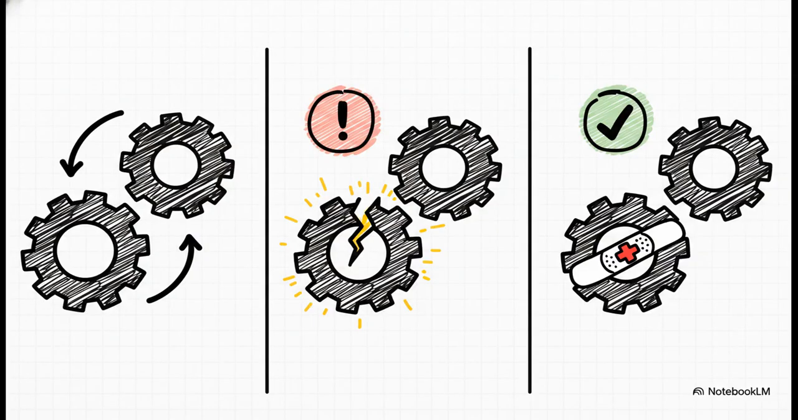Now, one of the coolest results of this whole setup is something called self-annealing, or you can just think of it as self-healing. What this means is, if the system hits an error while it's building something, it can actually troubleshoot and correct itself without you having to do a thing. It literally just fixes its own mistakes.